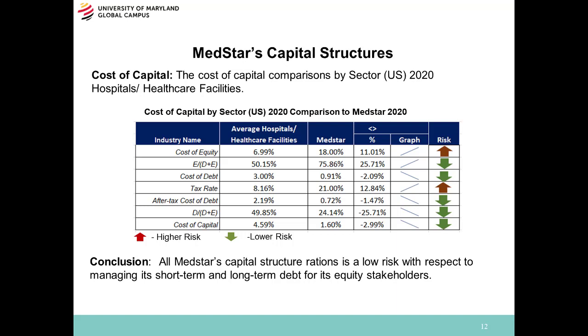The lower ratio is associated with low risk operations, and the weighted average cost of capital can be used to estimate the expected costs for all of its financing and is considered in the low risk category. The fifth row looks at the MedStar cost of capital, 1.6%, which is 2.9% lower than the average at 4.59%. The lower ratio is associated with the lower risk cost of capital and is considered a low risk category.